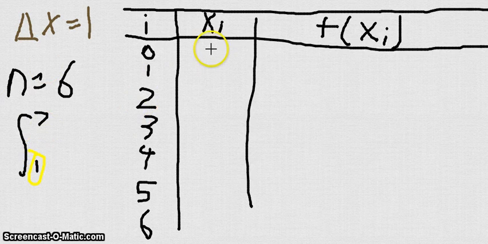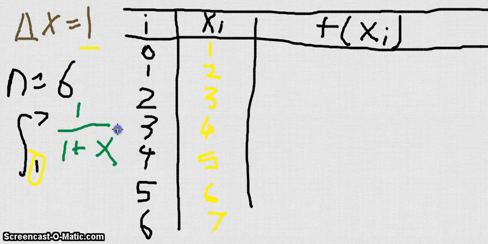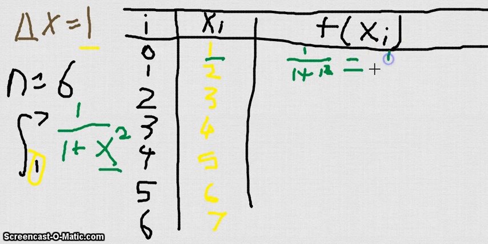The xi value will start from the a value, which is 1 here. So the first one is 1, second one we add by the delta x, which is 1, we get 2, and then 3, 4, 5, 6, and 7. Now for the function, we substitute the xi value into the function. The function is actually 1 over 1 plus x squared. Substitute 1 into the x value. You get 1 over 1 plus 1 squared. We get 1 over 2.